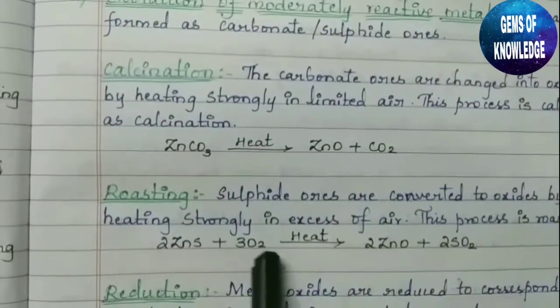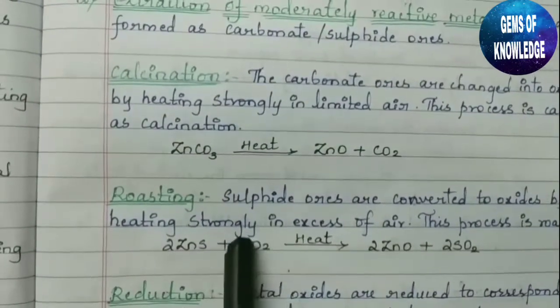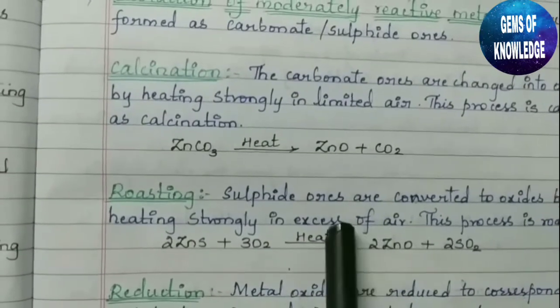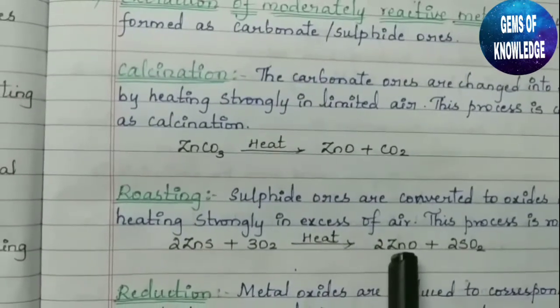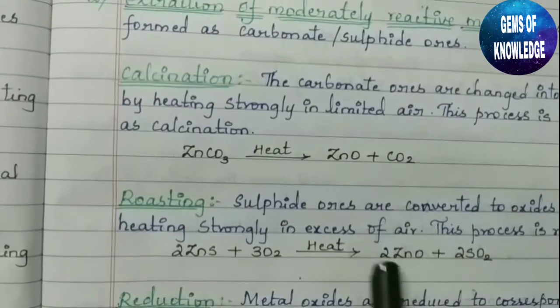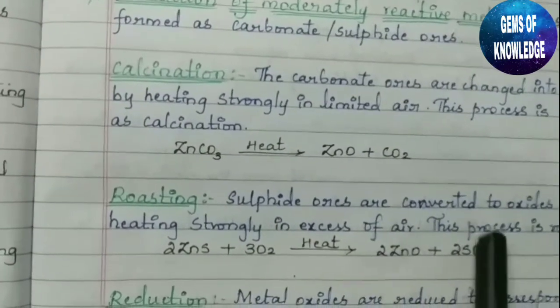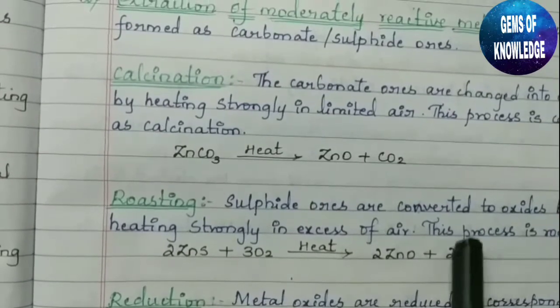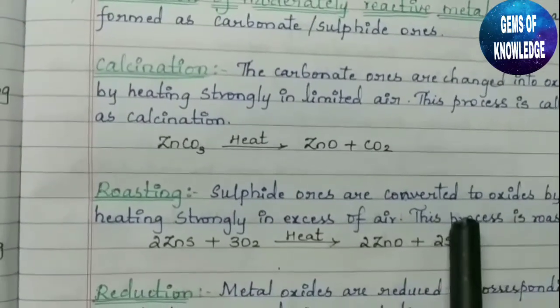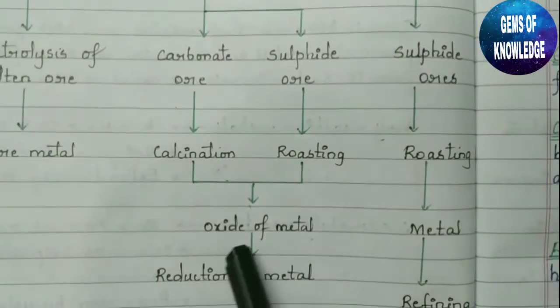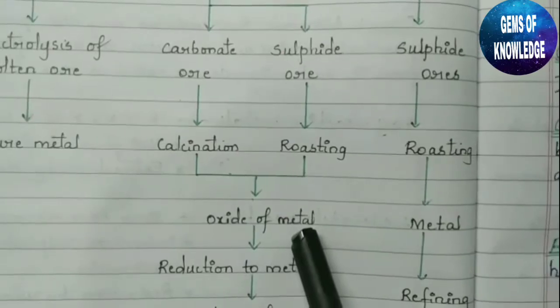we have to use excess oxygen, and when it is heated, we are going to get zinc oxide, and the remaining SO2, sulfur dioxide, will be released out. Then after these two processes, you can see we are going to get the oxide of the metal.